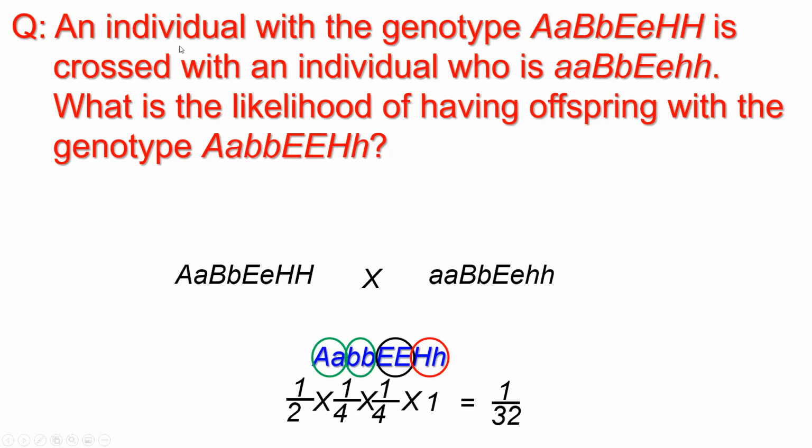So if I give you the genotypes for the parents, and I ask what is the likelihood of having an offspring with this particular genotype, you don't need to do a Punnett square, because that will be too much work. It is very simple. It's based on probability. You put the genotypes for both parents, and then you put the genotype for the offspring that you are looking for, okay? And then you take one gene at a time, and see the possibility that the genotype will show up.